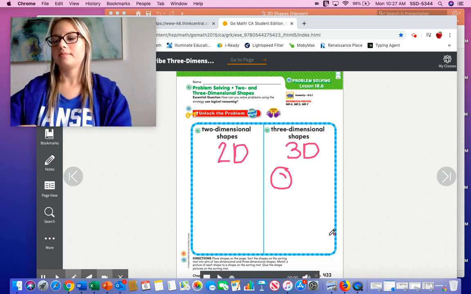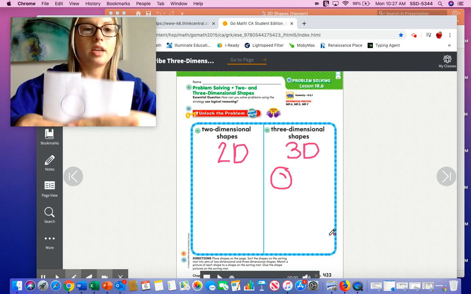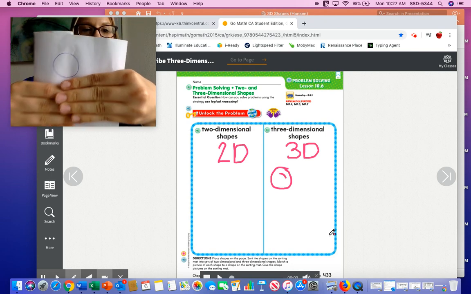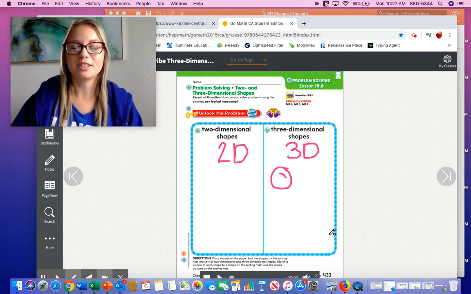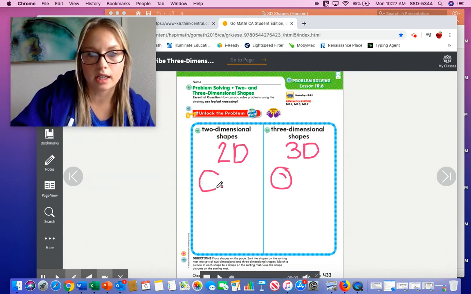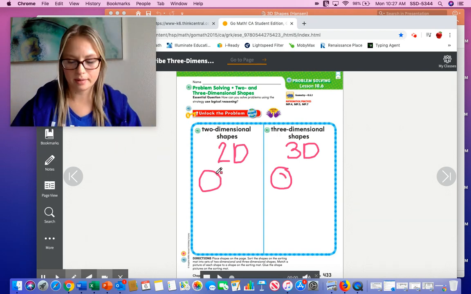Here we go. Next shape. And I didn't take all my shapes with me from school. What's this shape? A circle. Is a circle 2D or 3D? It's 2D. It's a two-dimensional shape. Let's draw our circle on this side here. Great job. Ready? Next shape.